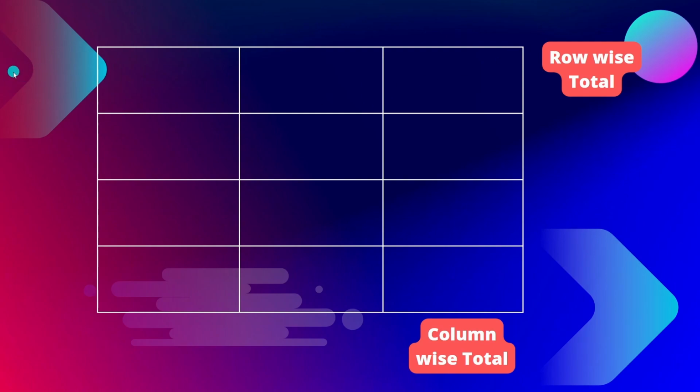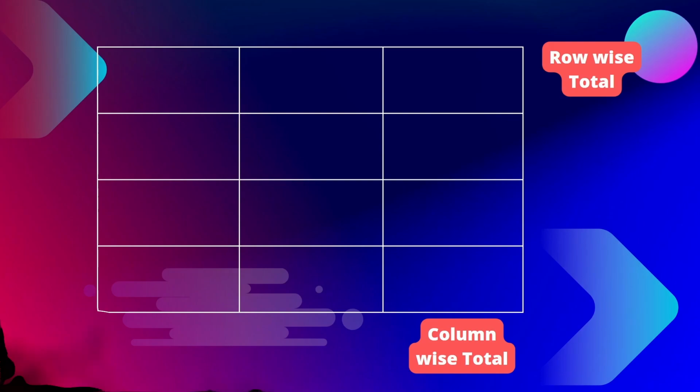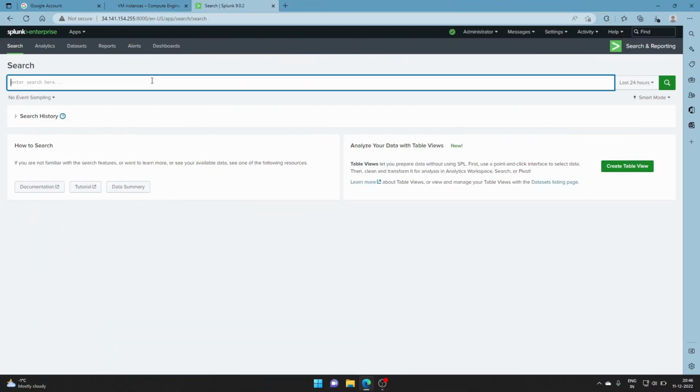Then to check how many things a customer bought, you do the row-wise total, and to see how many Game of Thrones books have been sold, you do the column-wise total. So it's just a simple column and row-wise total in Splunk. Let's just dive into the video. So we are in our Splunk.